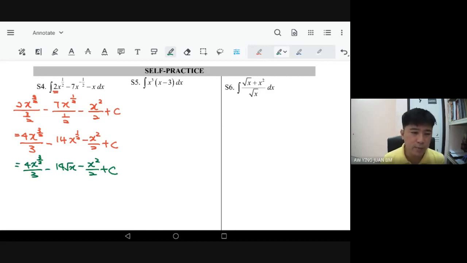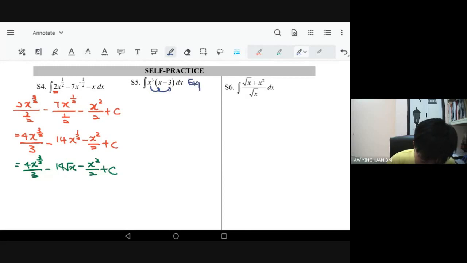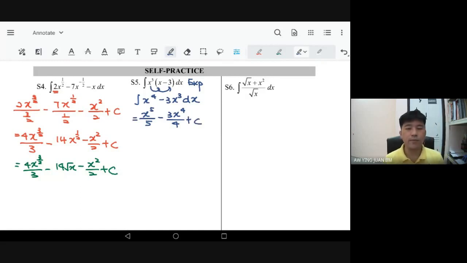Okay, basic simple. So, S5. Kalau saya expand dulu. Expand. So, ada strategi ni expand. So, integrate x to the power 4 minus 3x cubed dx. Integrate x to the power 5 over 5 minus 3x to the power 4 over 4 plus with the c. So, itu jawapan untuk S5.